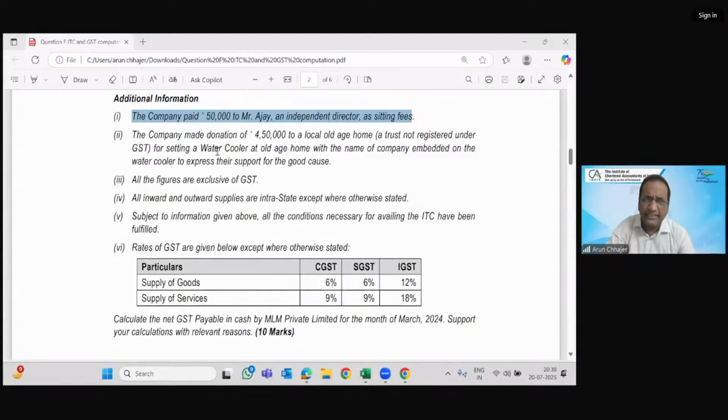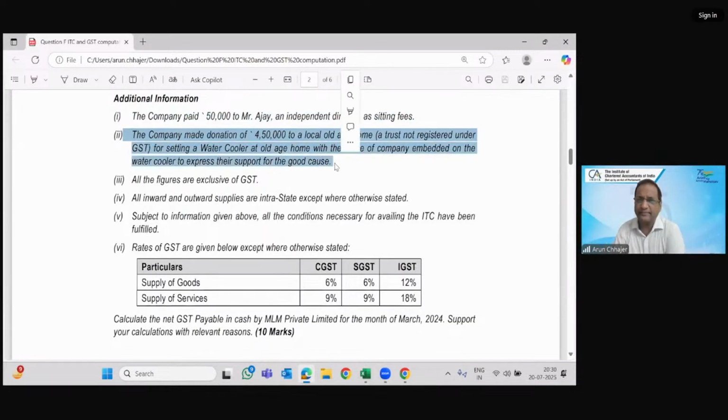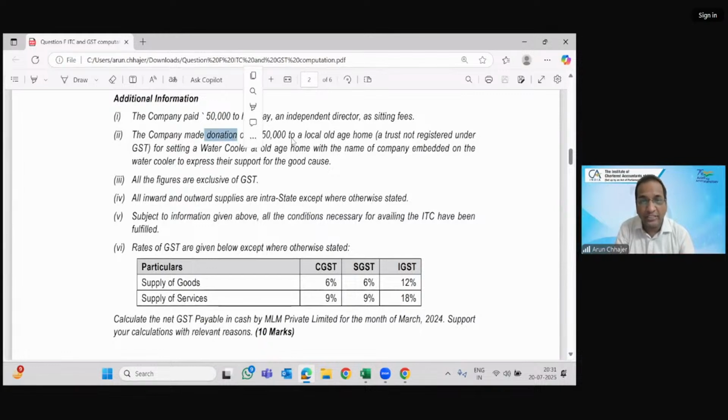Will it be taxable in the GST? Is this taxable? It is not a supply. It is not taxable. Can you give me the reason why it is not taxable? It says that the company has made the donation of this amount to express their support for the good cause.